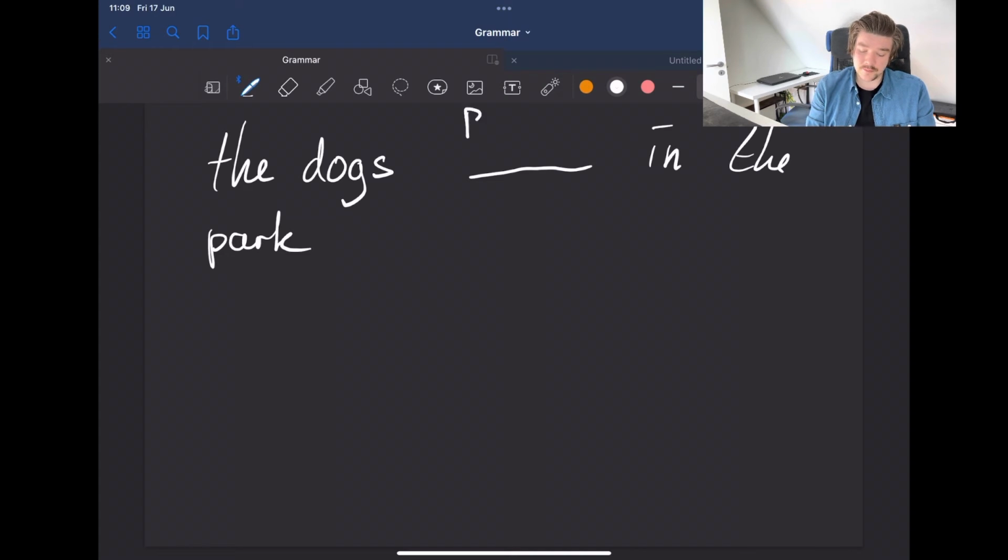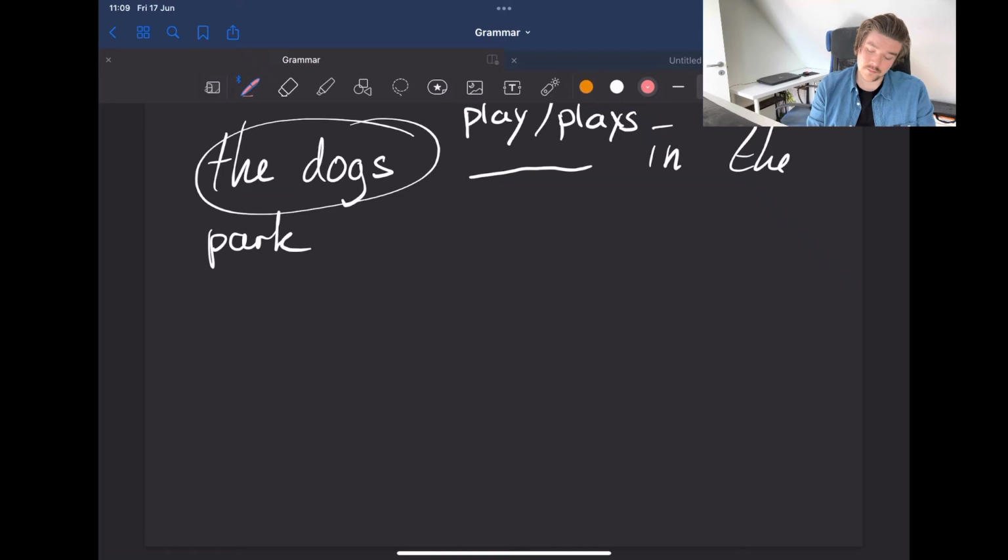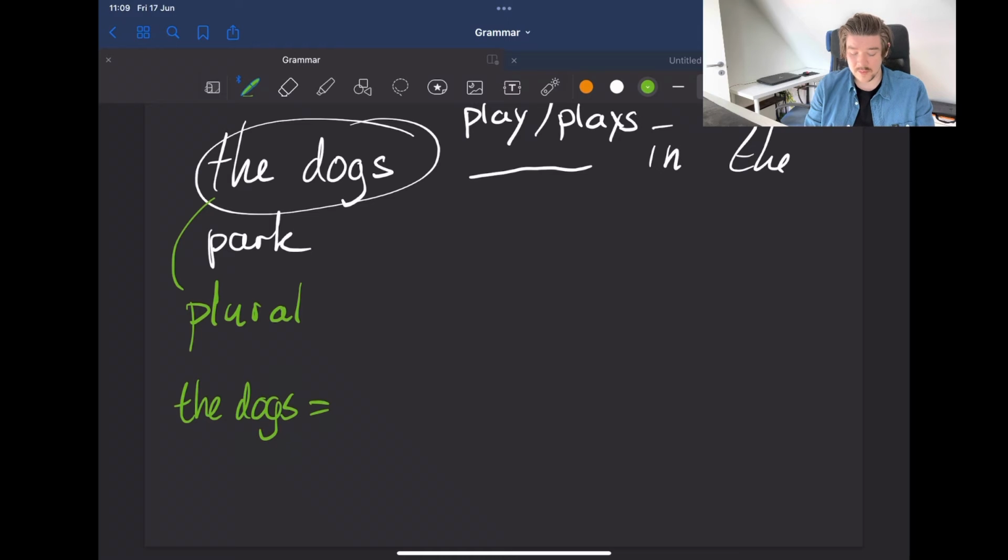The dogs either play or plays in the park. Which is correct? The subject here is plural. And we can prove this by saying that the dogs can be exchanged with they, because it has this plural S at the end. That means that we have to use the plural version of the verb as well. So we get play.